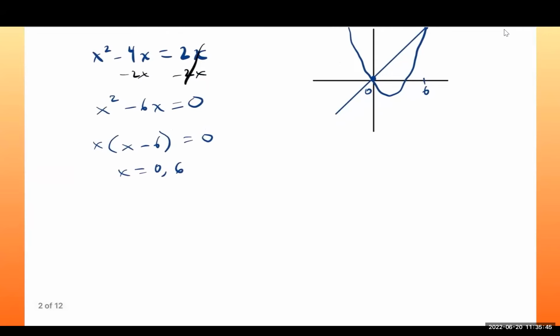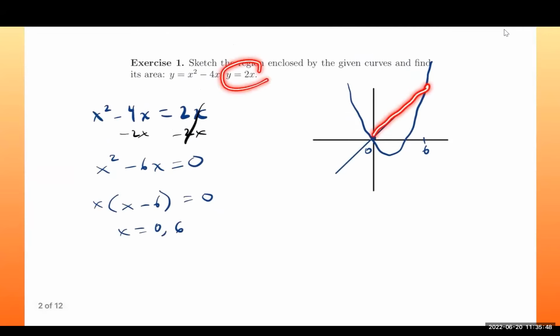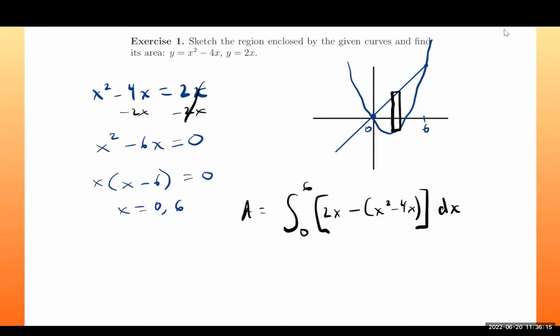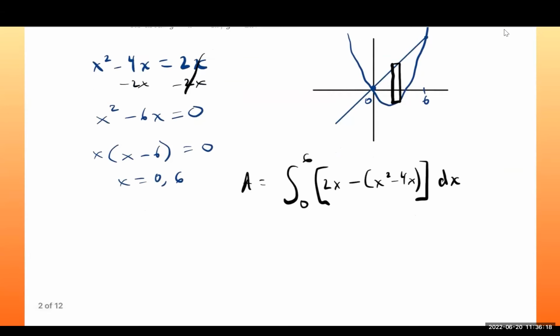All right. And as you can see, the top function is y equals 2x, and the bottom boundary function is x squared minus 4x. So that's going to allow us to write our integral. The area is going to be from 0 to 6, f being 2x, and g being x squared minus 4x, all with respect to x. Here's our little rectangle, and this is what we need to integrate now. So let's go ahead and integrate.